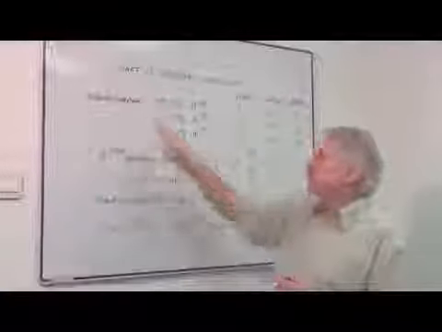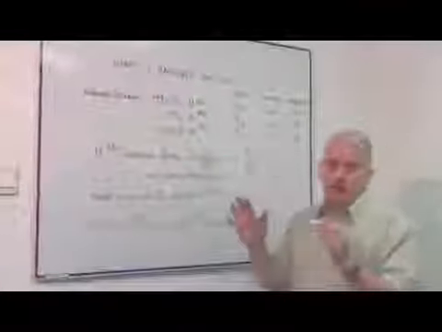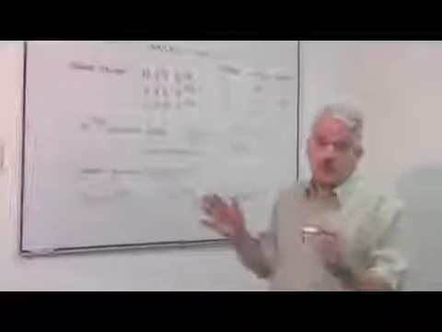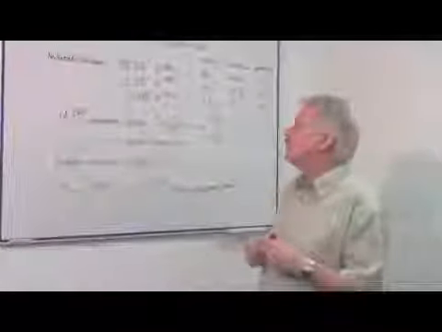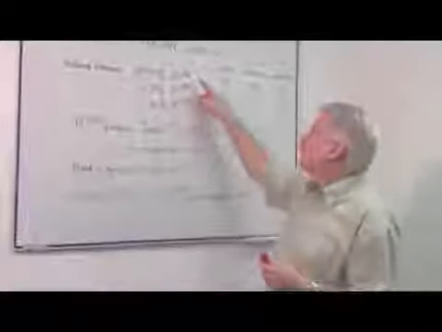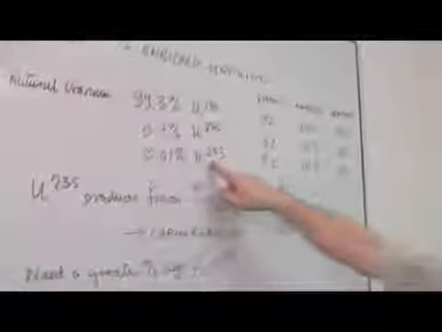Uranium is found naturally in three different forms. All are radioactive, so don't think that there's a stable form. There is no stable form of uranium. All are radioactive: uranium-238, uranium-235 and uranium-233.